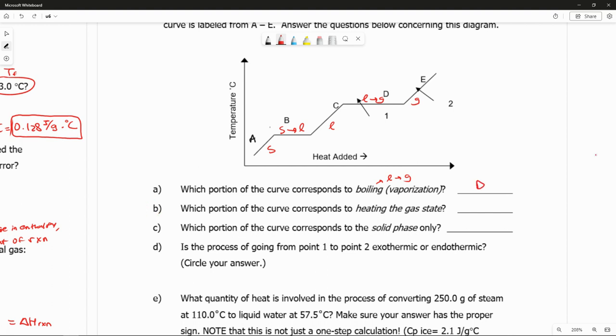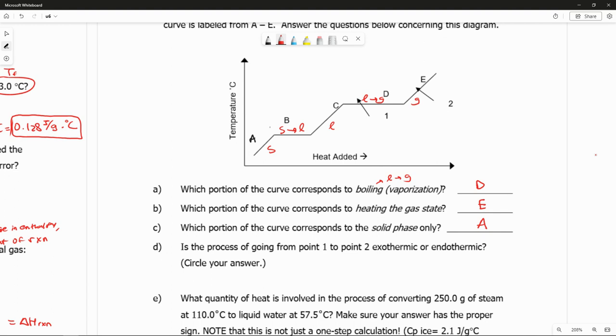E. Which portion of the curve corresponds to heating the gas state? Heating the gas state means that you're getting your gas and heating it even further. This area here is your gas, and by moving it upwards, you're heating it even further. Therefore, it is E. Which portion of the curve corresponds to the solid phase only? So out of everything here, which one is your solid? That's right. Right here, it is going to be A.